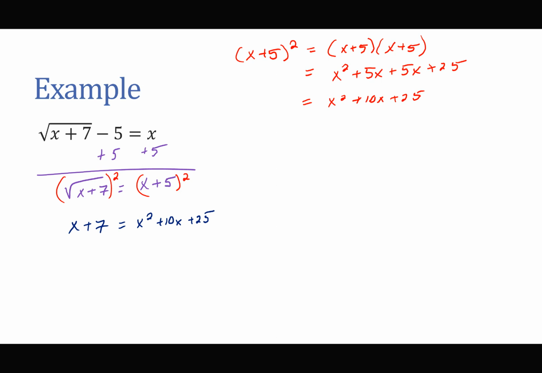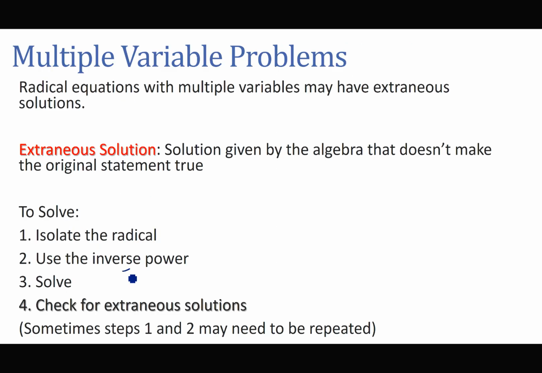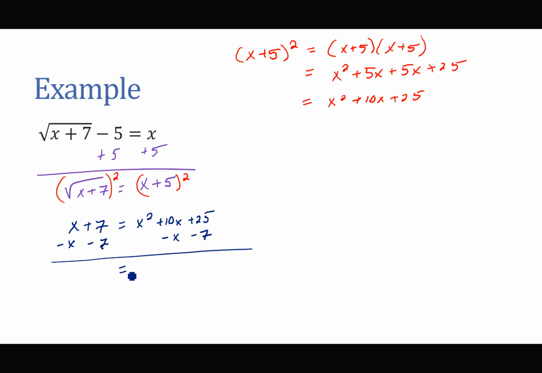All right, well, I want to isolate my x now so I can solve. I'm trying to figure out what x is. So in order to figure out what x is, I would have to subtract 7, and I can only subtract 7 from a number. I would have to subtract x, and so I'm going to subtract the x from 10x. I can't subtract it from the x squared. So that leaves me with 0 on the left, which is what I want. X squared plus 9x plus 18.